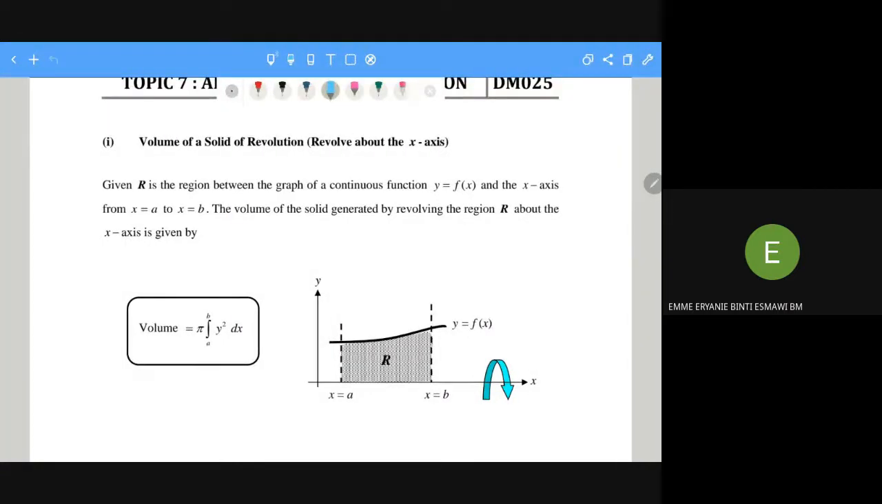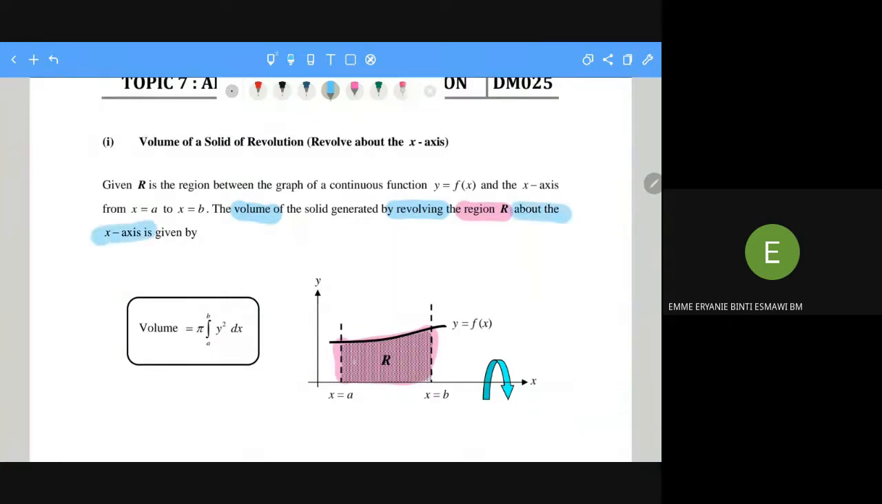The volume of the solid generated by revolving the region R about the x-axis. Ini maksudnya rotate. Rotate apa? Rotate region R. Region R tu apa? Region R tu adalah tempat yang lorek R ni. Okay, kita nak cari volume. Region R yang revolve tu adalah rotate about the x-axis.